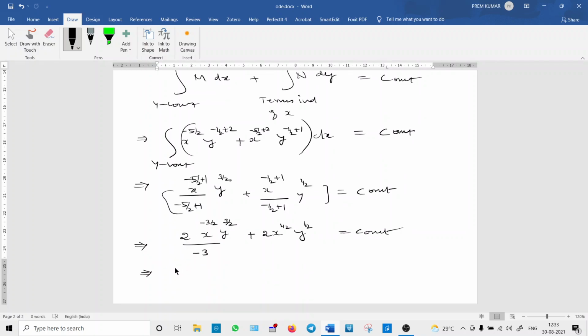So what happens? Let me check this one. So it becomes 6 times square root of xy, and just cross multiplying this, this can be written as square root of xy plus 2 into x power minus 3 by 2 y power 3 by 2 equals a constant, I named it c, after multiplying this by minus 3.